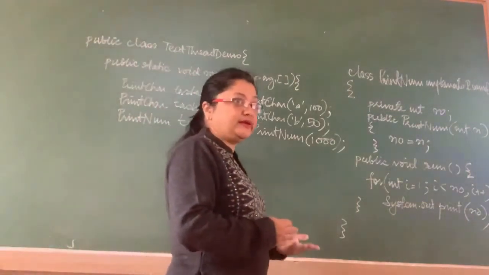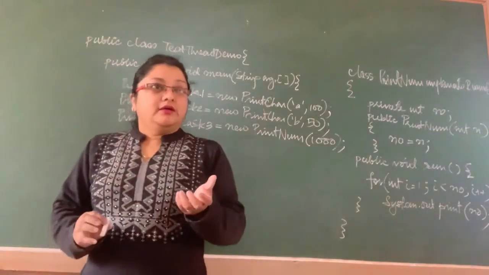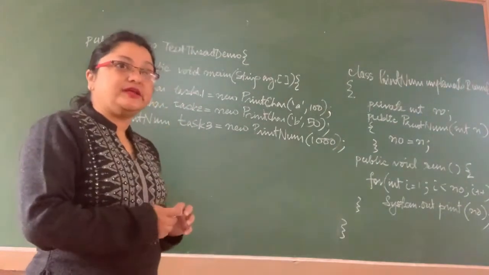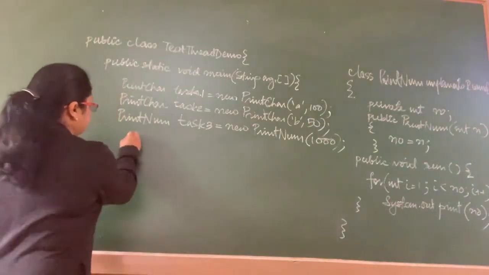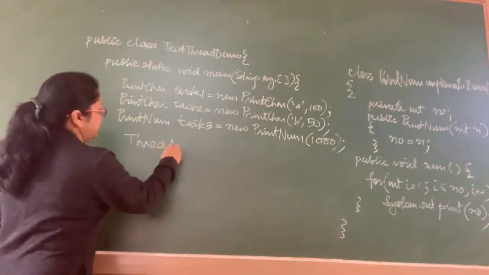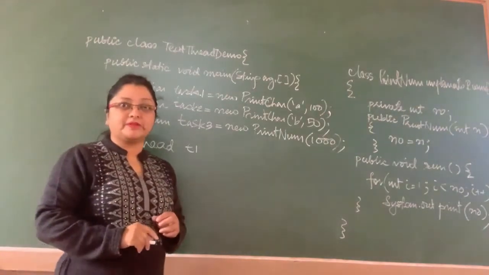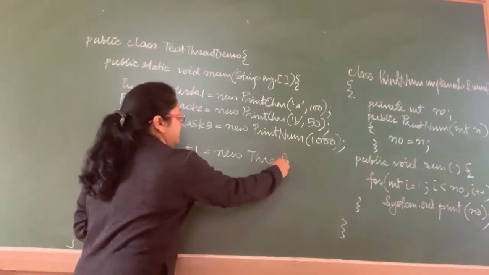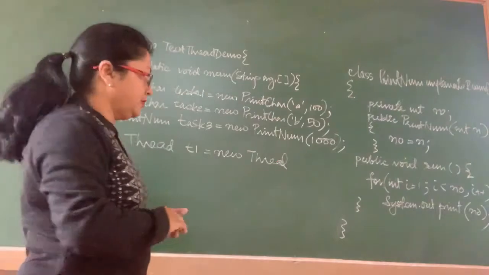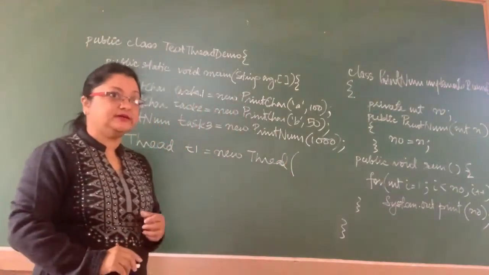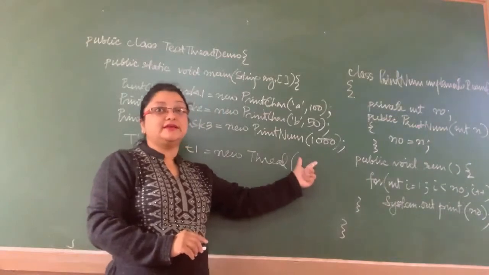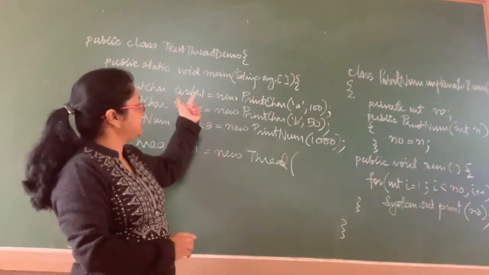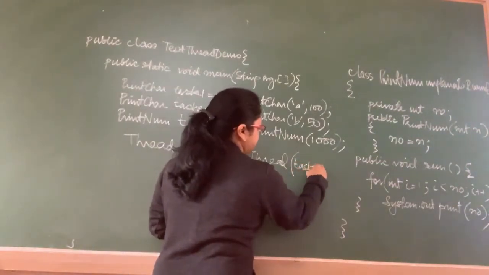As I said, to create a thread, it has to be an object of the Thread class or a subclass of the Thread class. So let us create an object of the Thread class. We'll create it like this: Thread, let me call it t1, equals new Thread. Now notice, the first thing that we give here is the task object. My first task object is task1.